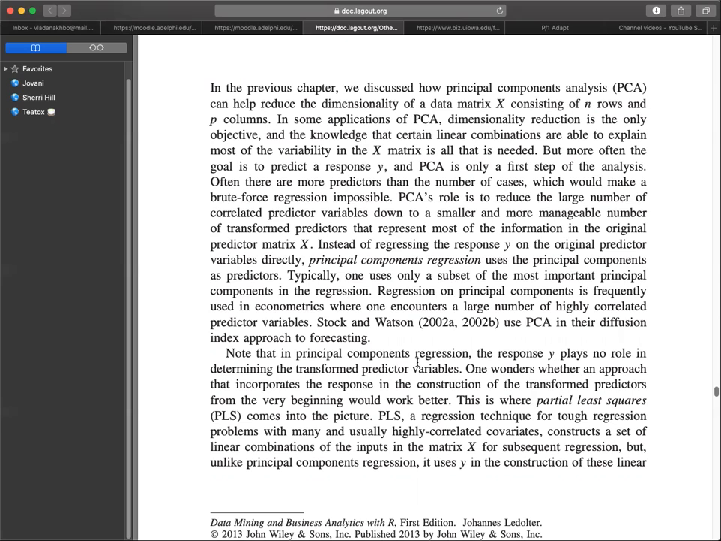PLS, a regression technique for tough regression problems with many and usually highly correlated covariates, constructs a set of linear combinations of the inputs in the matrix X for subsequent regression, but unlike principal components regression, it uses Y in the construction of these linear combinations. PLS is widely used in chemometrics, where ill-posed regression problems with many highly correlated inputs seem to be the norm.